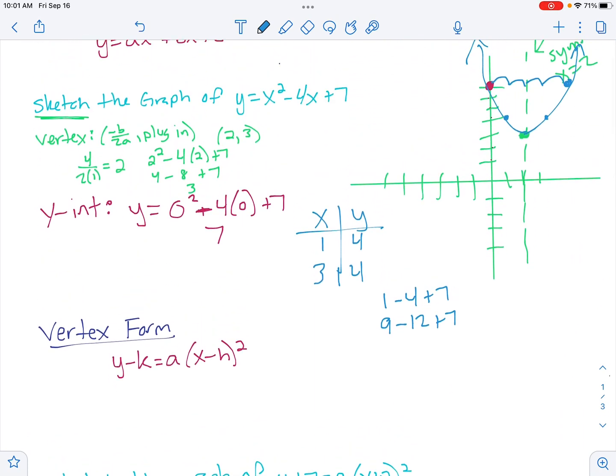Now, we also have vertex form. Remember, vertex form looks like this. From this form, you can pull out your vertex directly. If it is in this setup, you can pull out your vertex by having h, k.